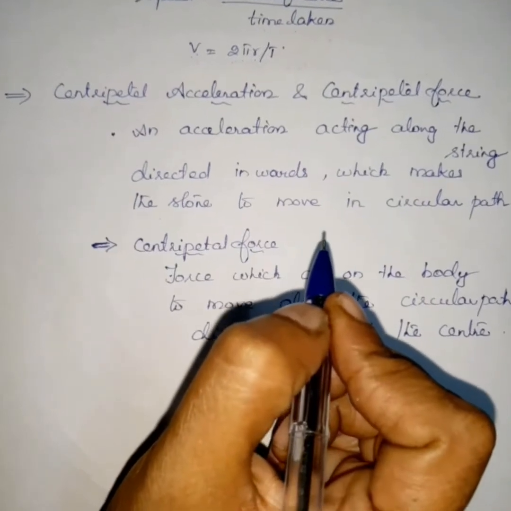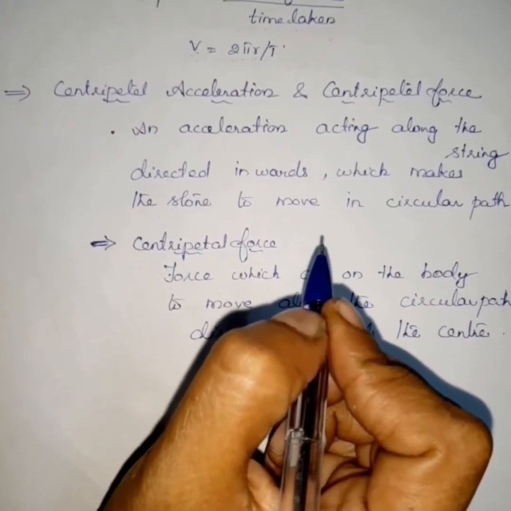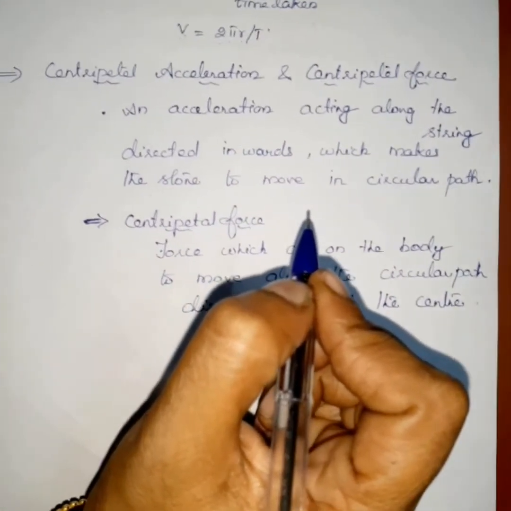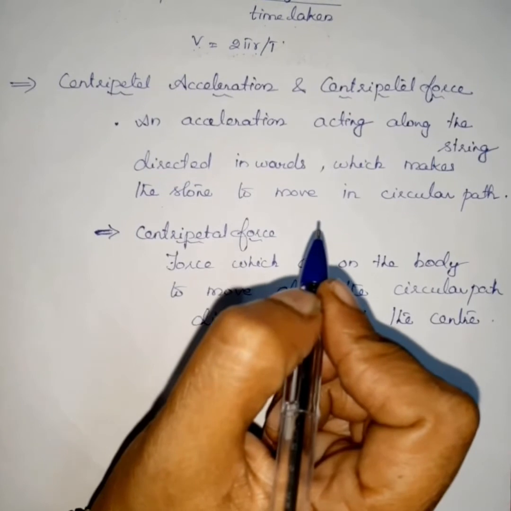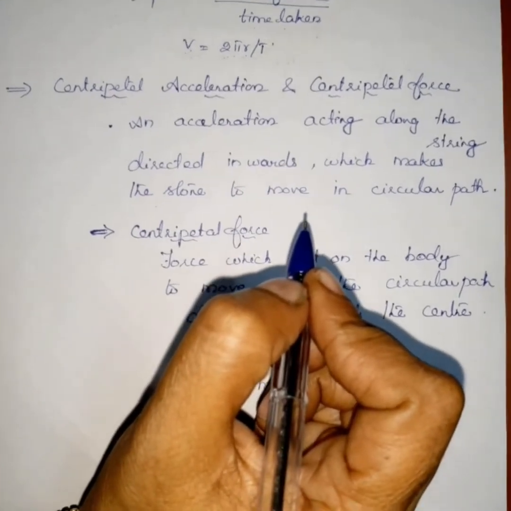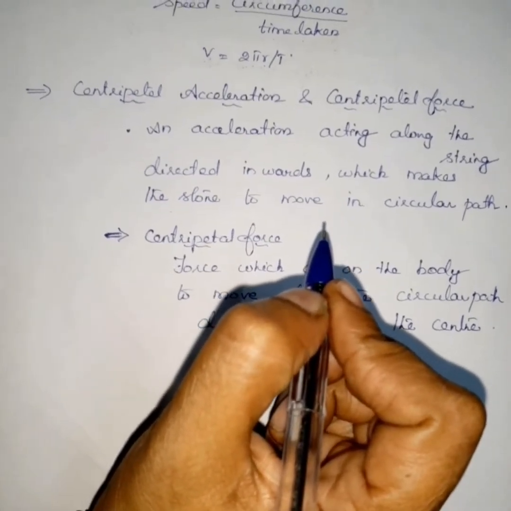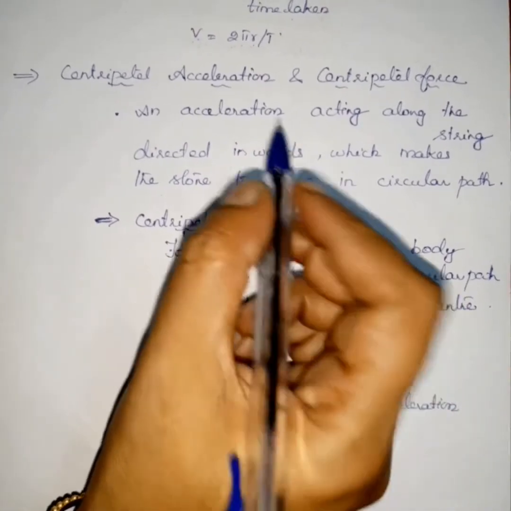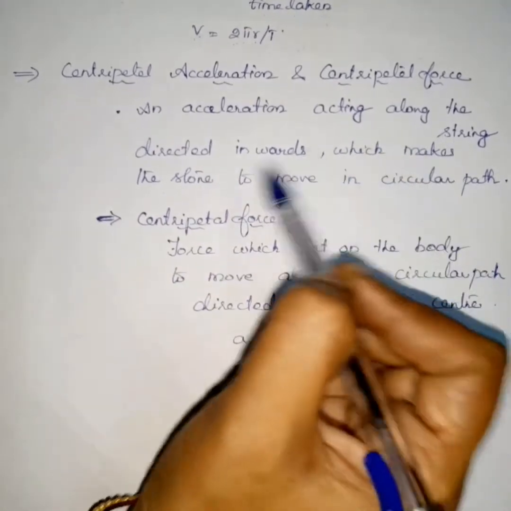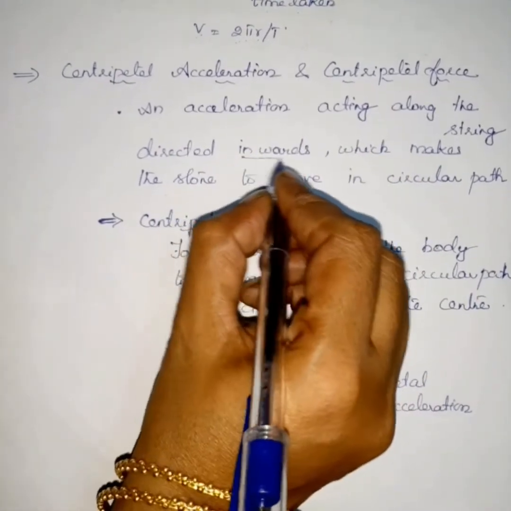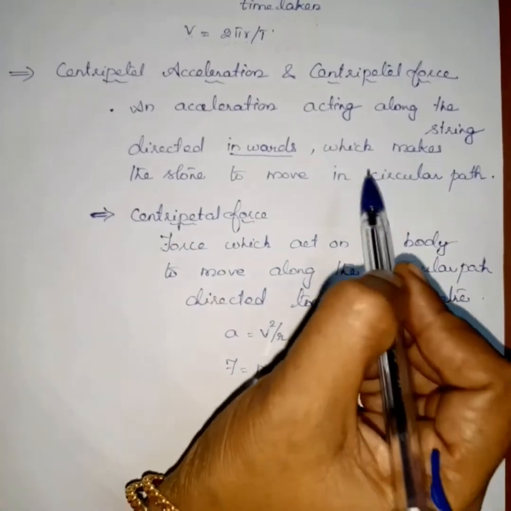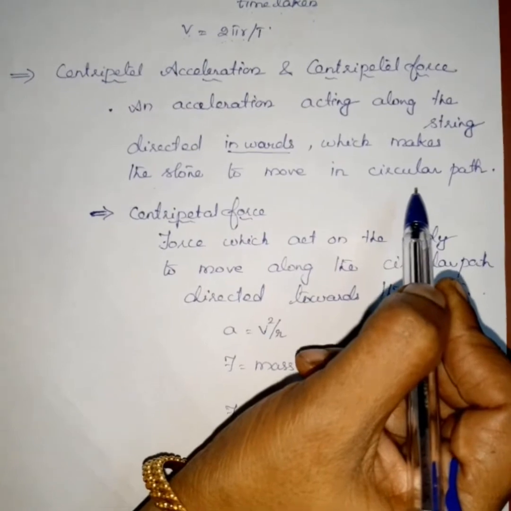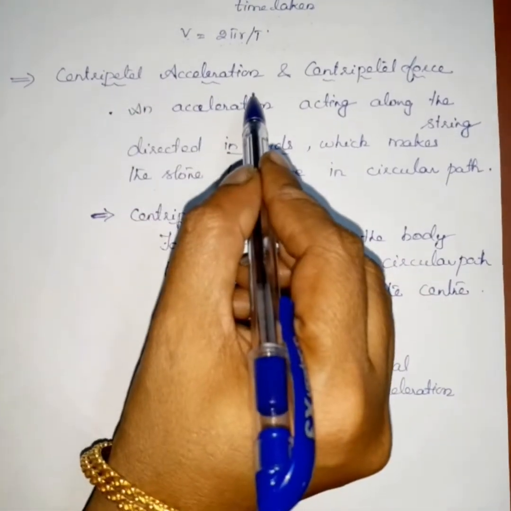Here the motion of the stone is a circular path. Only one constant speed applies here, but the direction changes. So it is called accelerated motion. In this case, an acceleration acts inwards, which makes the stone move in the circular path. It is very important. It is called centripetal acceleration.